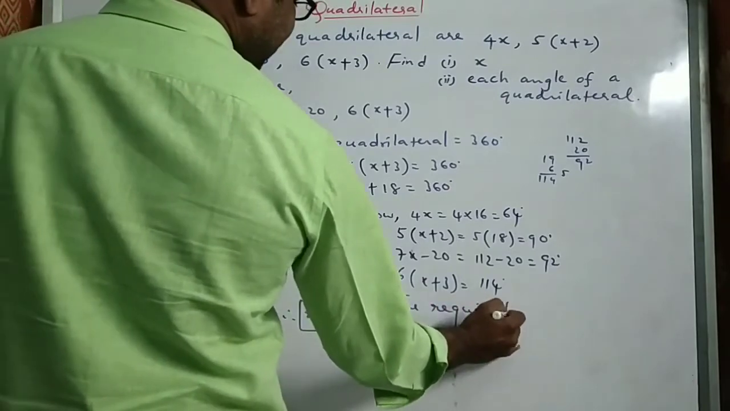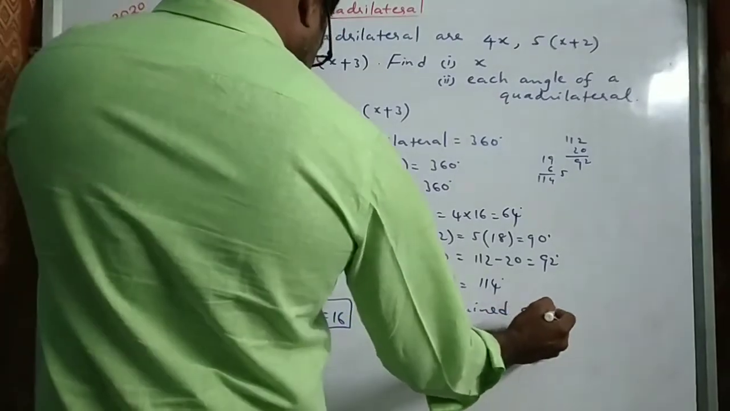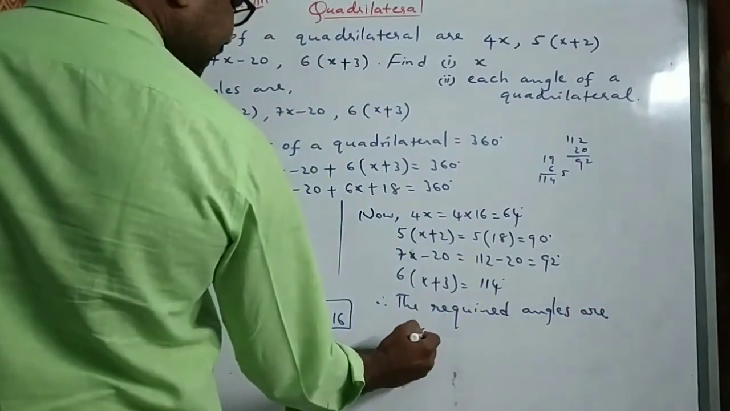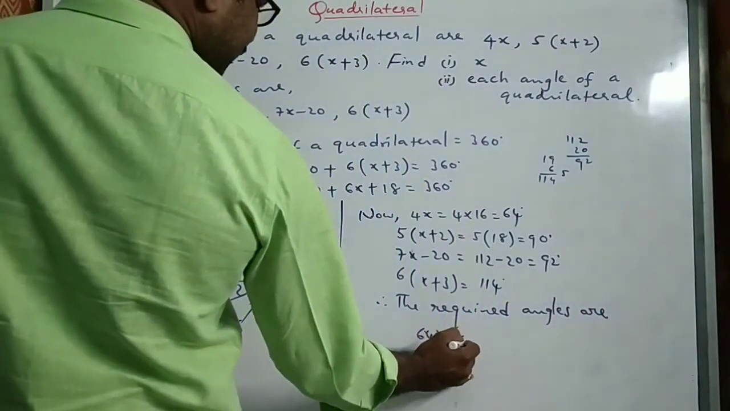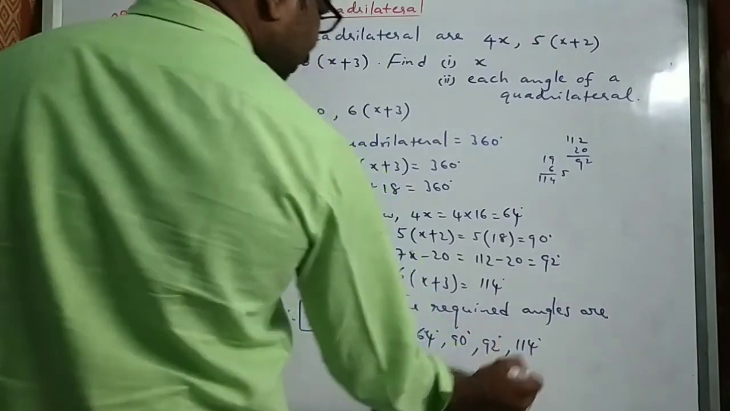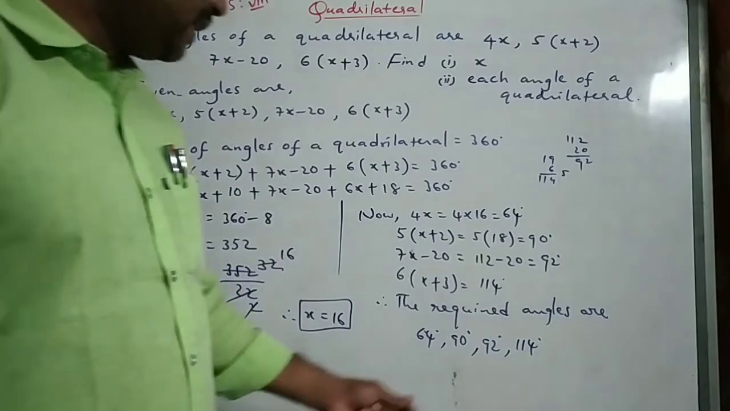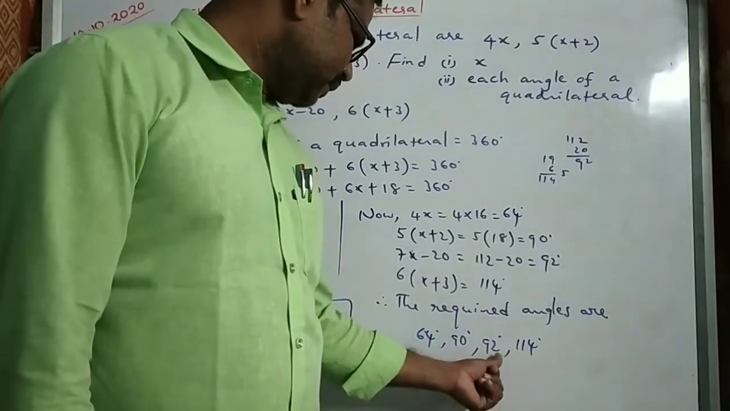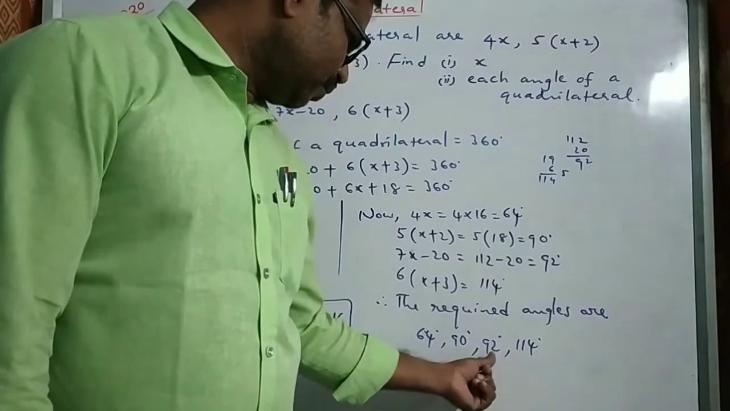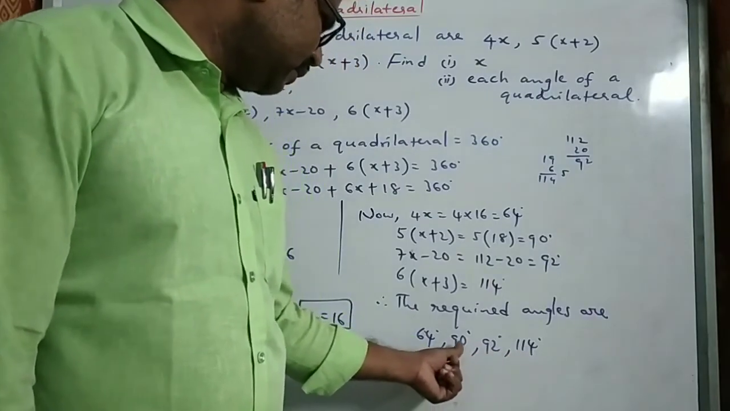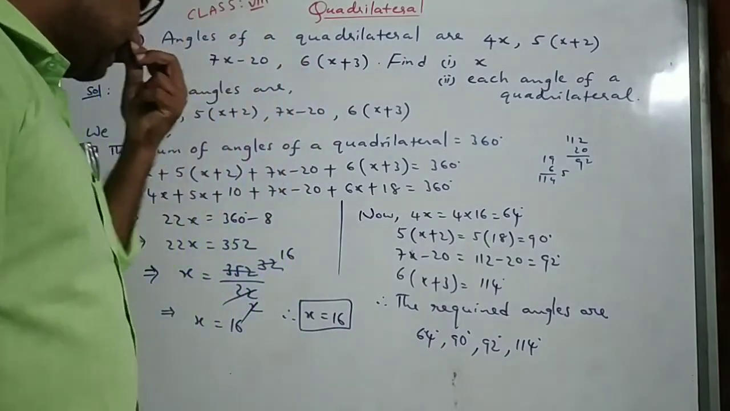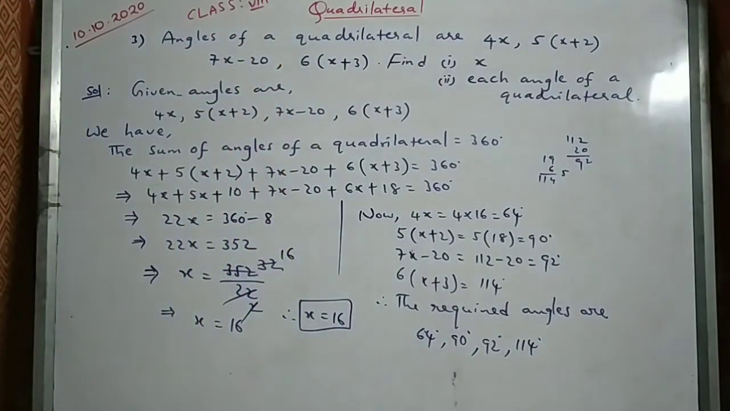Therefore, the required angles are 64, 90, 92, 114. If you add, you should get 360, right? 6 plus 4, 10, plus 2, 12, 20, 26, 36. Correct. We are getting 360 degrees, right?